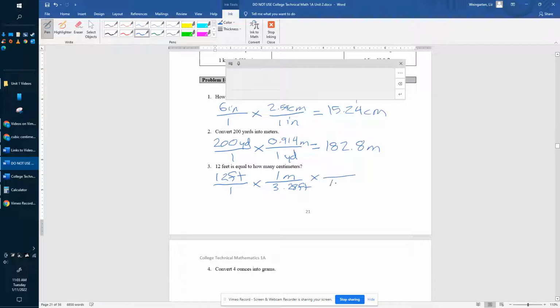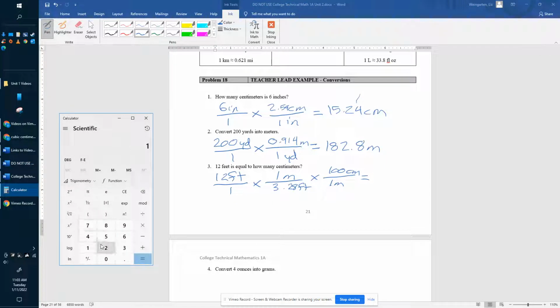Then we convert meters to centimeters. And let's see what we get. 12 times 100 would be 1200 divided by 3.28. And we get 365.9.